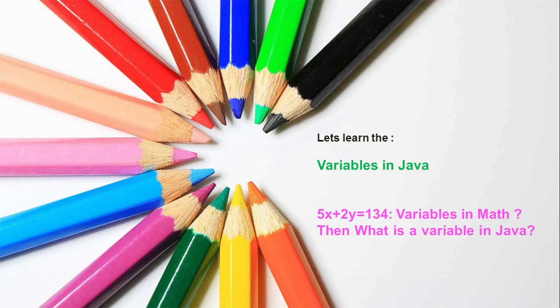So let's first understand what we mean by a variable. Definitely in the maths book you have learned about variables, correct? An example is given in front of you here. In this slide, you can see that 5x plus 2y equals 134 is an equation of mathematics. In this equation, there are three constant values: 5, 2, and 134. The constant values can never be changed. But there are x and y, which are variables, which can change to change the output of this equation. So x and y are known as the variables in mathematics.